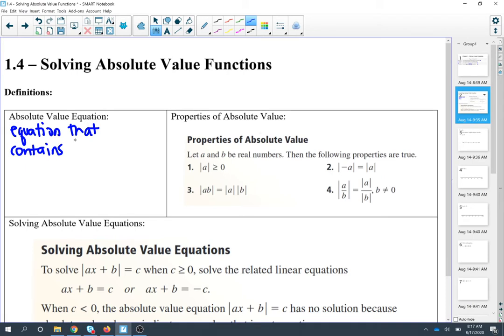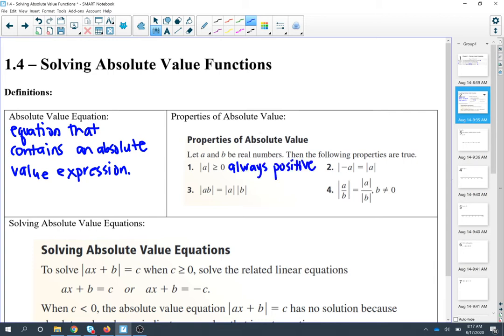Now, if you forgot absolute value, that's okay, we're going to review it. We've got our properties over here. And first of all, number one, the absolute value of A, so we're looking at those vertical bars, is greater than or equal to 0, meaning it is always positive. So if you forgot, absolute value is talking about distance from 0.